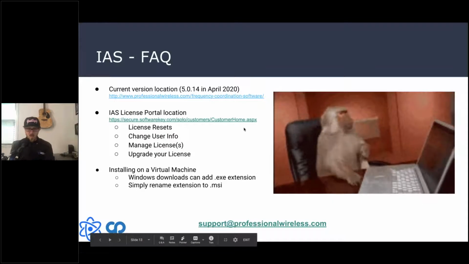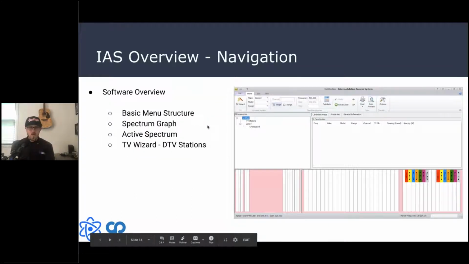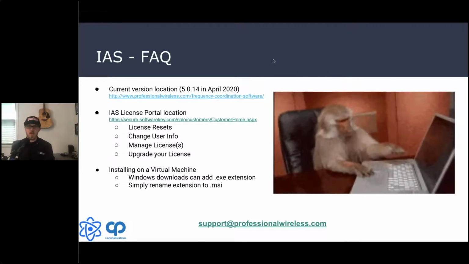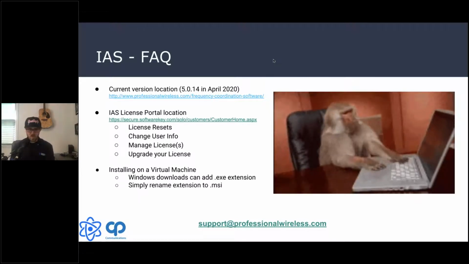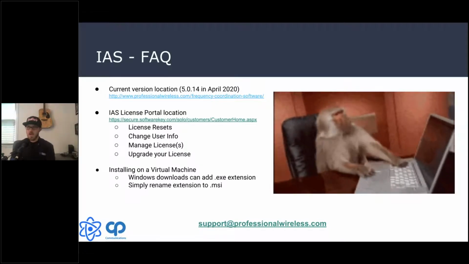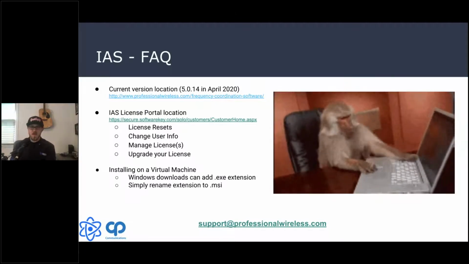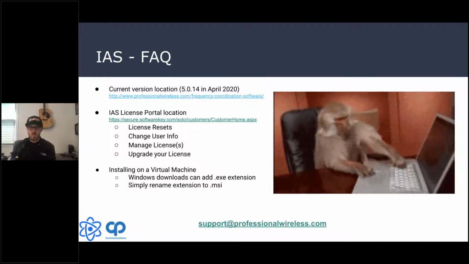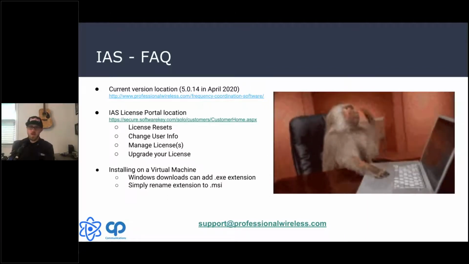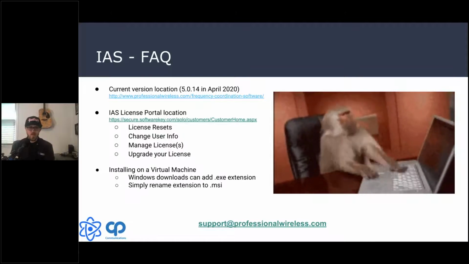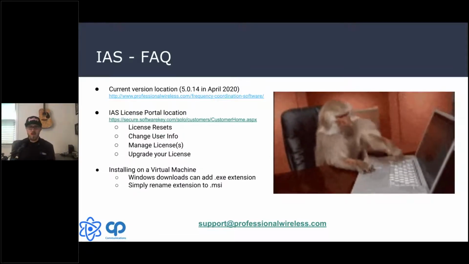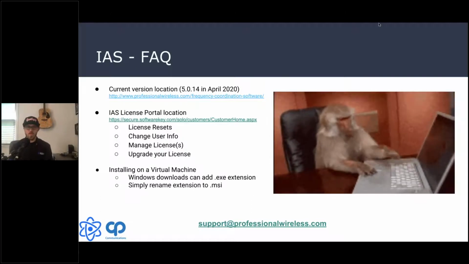And then lastly, one of the big ones is if you are in a virtual machine. So if you're using IAS on a Mac through a virtual machine, a lot of the times Windows will download IAS as a .exe, and you want to just simply rename that to a .msi, and then your application will be able to run. So just a few things that we run into in the support realm of things, and hopefully that helps get you started.